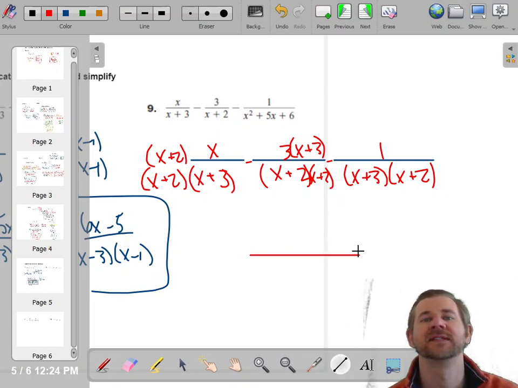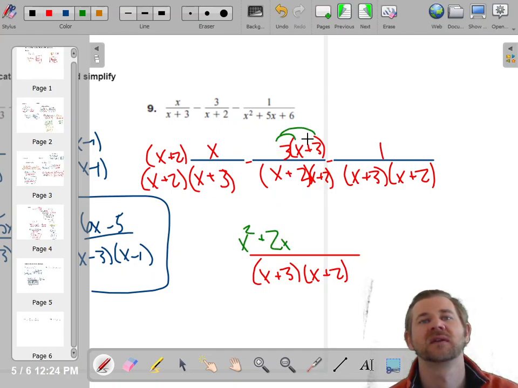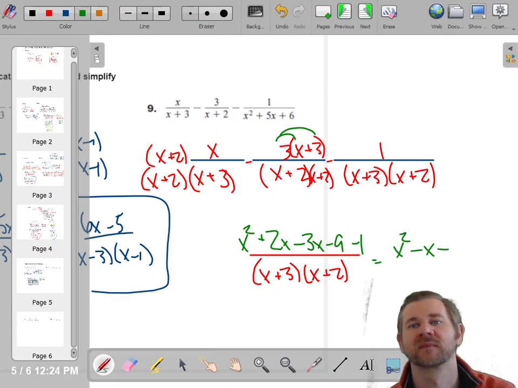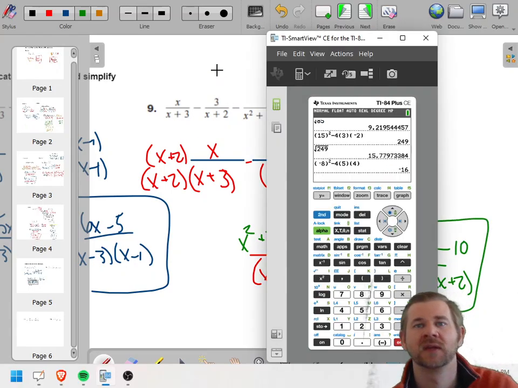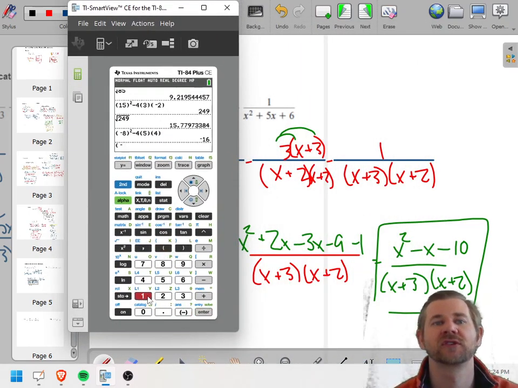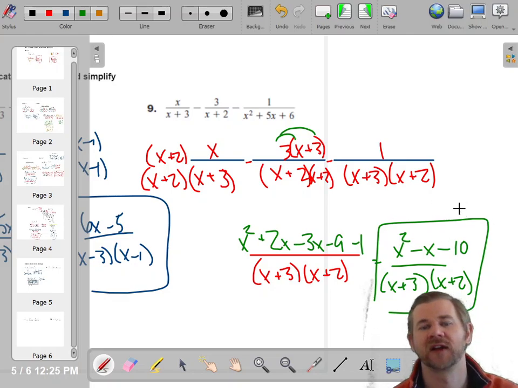So once your denominator is set, x plus 3, x plus 2, I got to distribute. X squared plus 2x. This is negative. Minus 3x minus 9, and that's also negative. Minus 1. Does anything multiply to negative 10 and add to negative 1? I don't think so, but just because I've been doing it, let's show you the discriminant again. B squared minus 4AC. 41 is not a perfect square. This is not factorable. I'm finished.